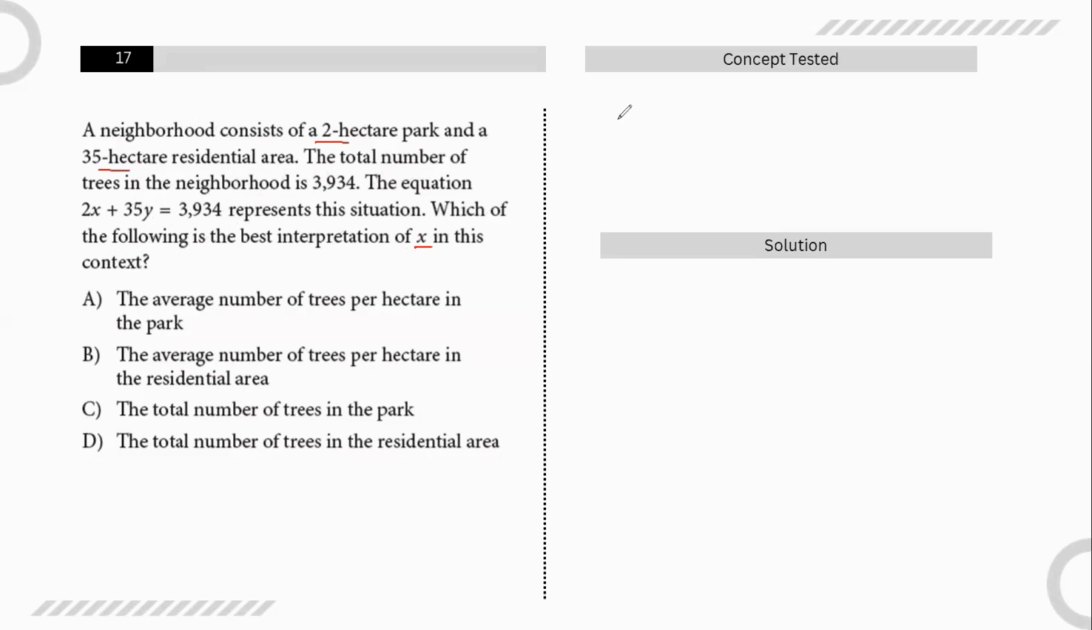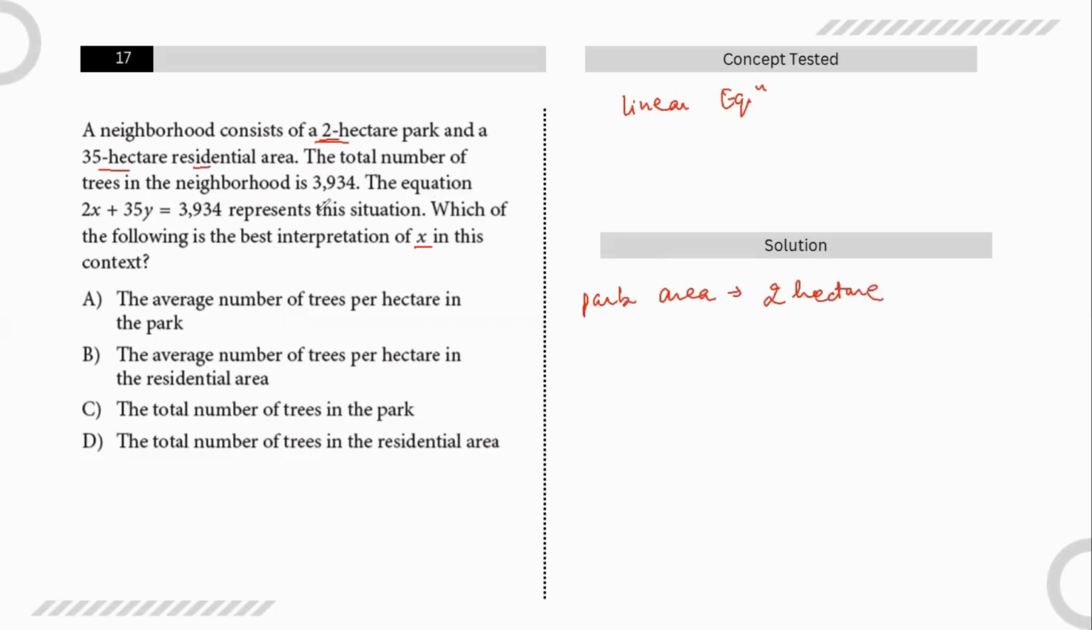That means it's a linear equation, right? The concept tested here is actually the linear equation, and they have given a linear equation, which is 2x plus 35y is equal to 3934. And the other thing given here is the park area, that is given as 2 hectare.